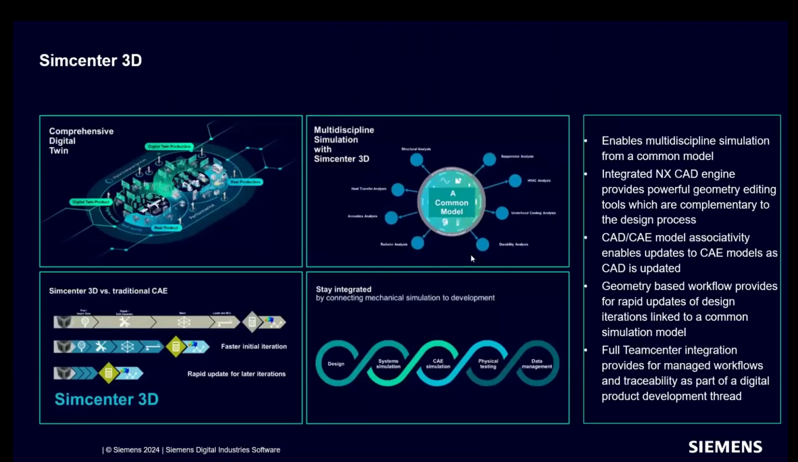If we look at Simcenter 3D, it is at the heart of a comprehensive digital twin. It does enable multidisciplinary simulation from a common model. It's got this integrated NX CAD engine in it, as I spoke to before. And by employing this in the correct way, especially during preliminary design and as the geometry is changing, you can really rapidly update your model a lot faster for more iterations and faster design of your products.